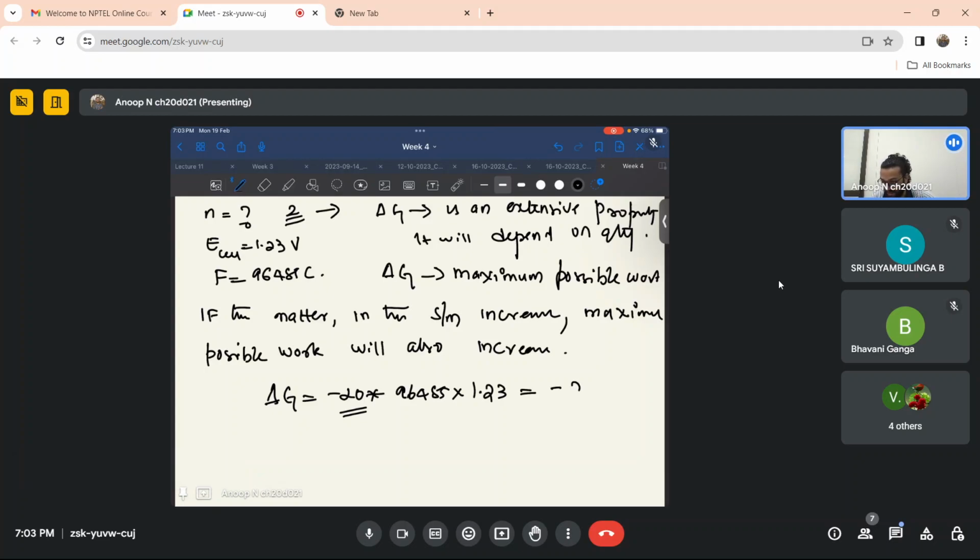What Shanti commented was almost right, 237.4 kilojoule. Since someone commented a different answer, I calculate once again: 20 into 96485 into 1.23 divided by 1000. Right? I'm also getting a different answer. One second. What's the answer coming? Anyone? Have any of you tried?